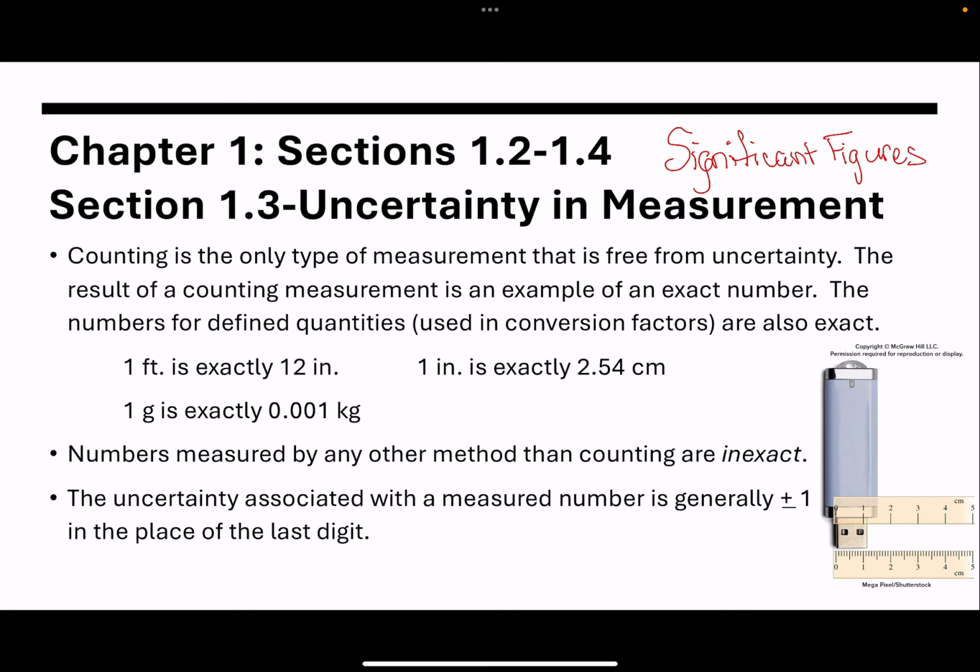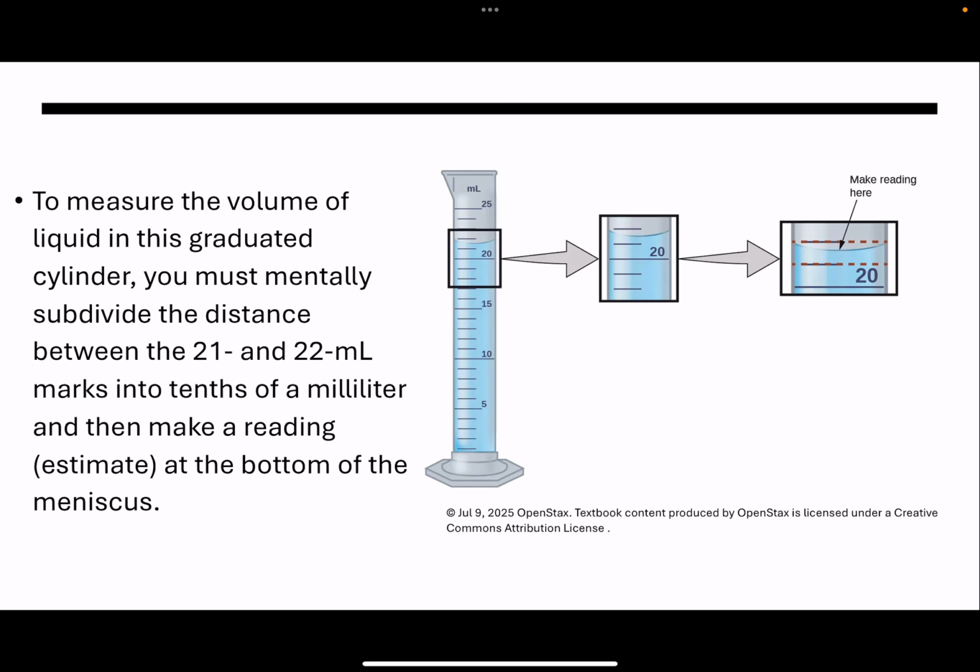Numbers measured by any other method than counting are inexact, and these are the numbers that we're worried about with significant figures. The uncertainty associated with the measured number is generally plus or minus 1 in the place of the last digit. So it's like an estimated digit at the end. It's one that we don't know for absolute sure. It has to be an estimated number.